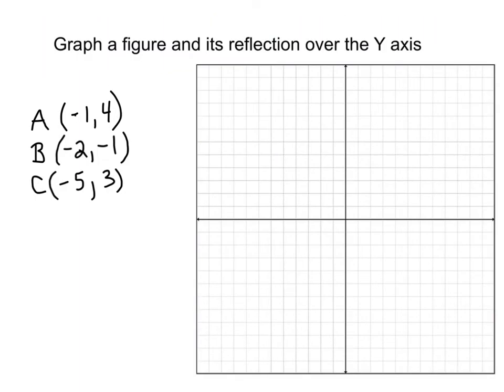So the last thing we're going to do here is graph a figure and its reflection over the y-axis. So right here, we're going to reflect it over the y-axis. The first thing I have to do is label my points, and I'm going to do that as I'm talking here. I can see that's my (-1, 4), and I'm going to label that as A. And then (-2, -1) is going to end up right here. It's going to be my B.